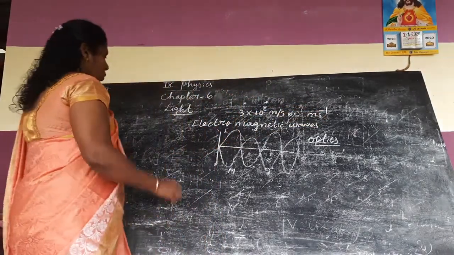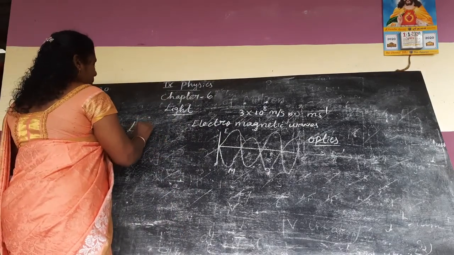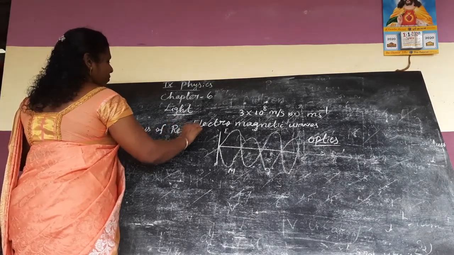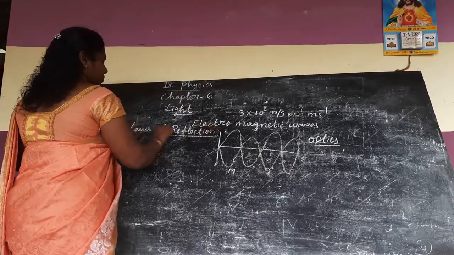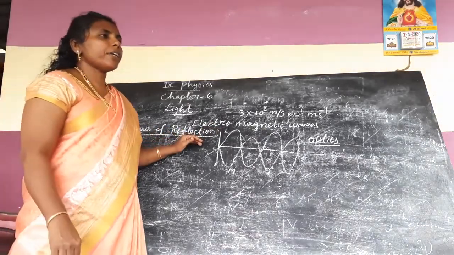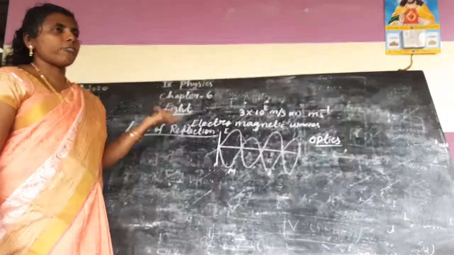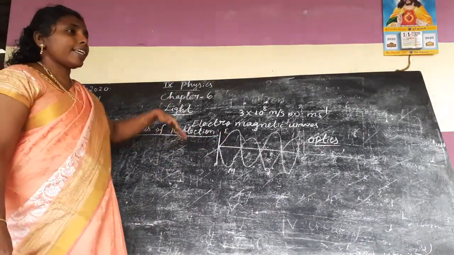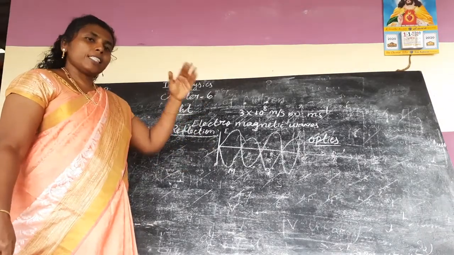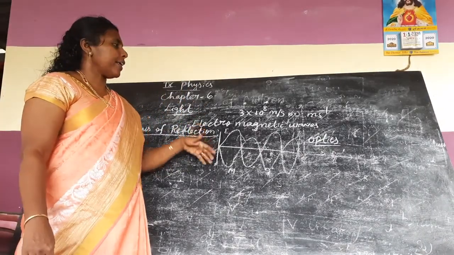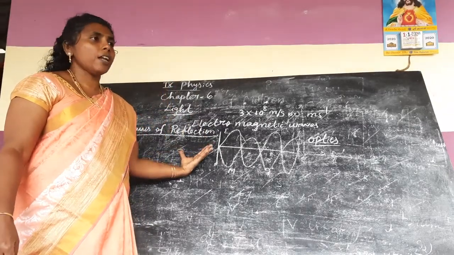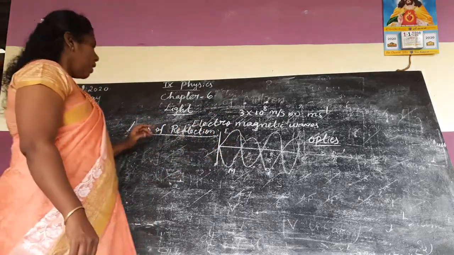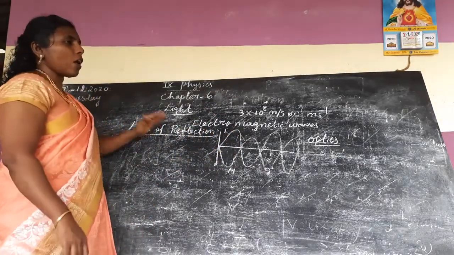Now next we are going to learn about laws of reflection. In lower classes, in 8th standard, you learned about laws of reflection and laws of refraction also. In 9th standard you will study laws of reflection, but in 10th standard you will study laws of refraction. Here we learn about reflection, and how light rays are reflected by using a mirror. First we learn about laws of reflection.